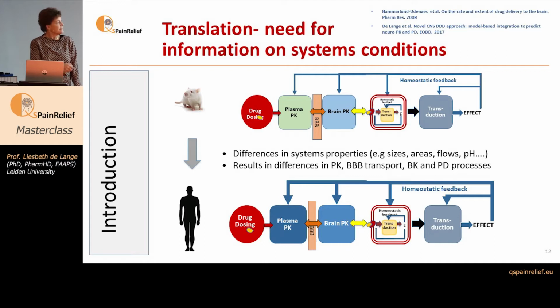Here you see it depicted, and again always all the mechanisms between drug dosing and the effect. This is for an animal, and you have a certain rate and extent of all these mechanisms in between. And if we have differences in system properties, like I explained before, coming from the animal, going to the human, for instance, we know that that might result in differences in pharmacokinetics, blood-brain barrier transport, binding kinetics, and pharmacodynamic processes. I will get to that later as well. But translation needs to be done on the basis of information of all these steps in between. That is the key message.